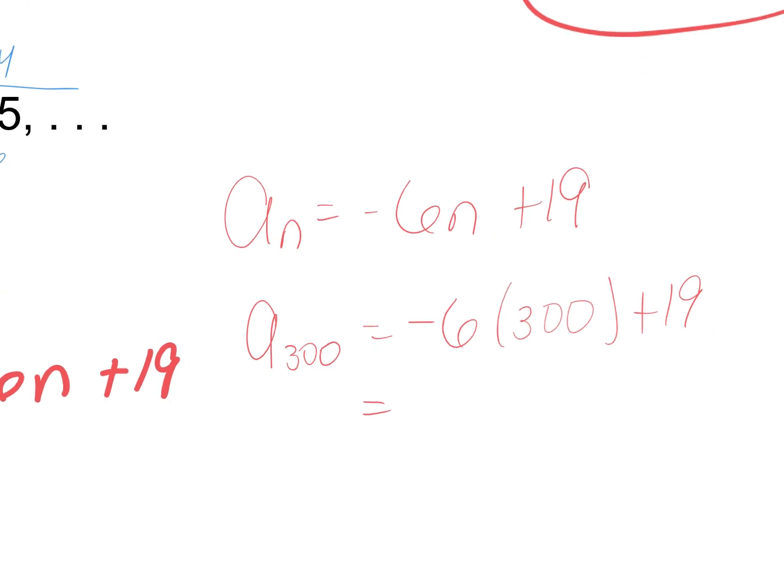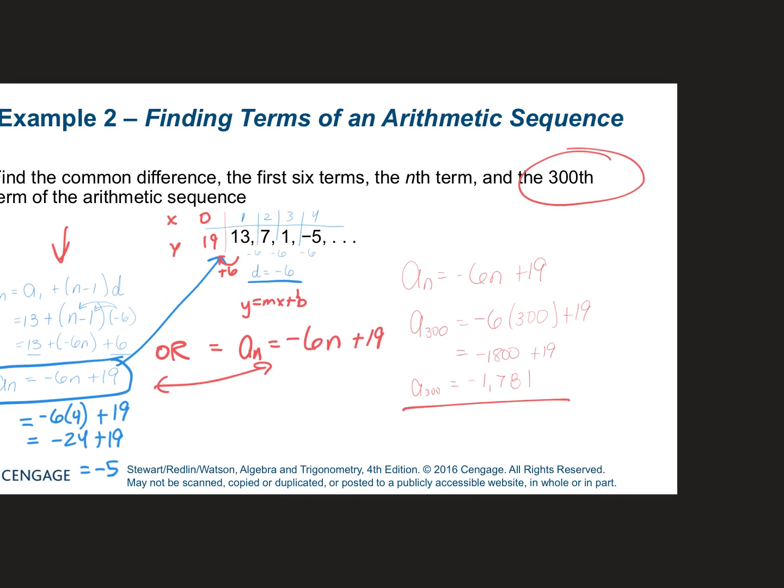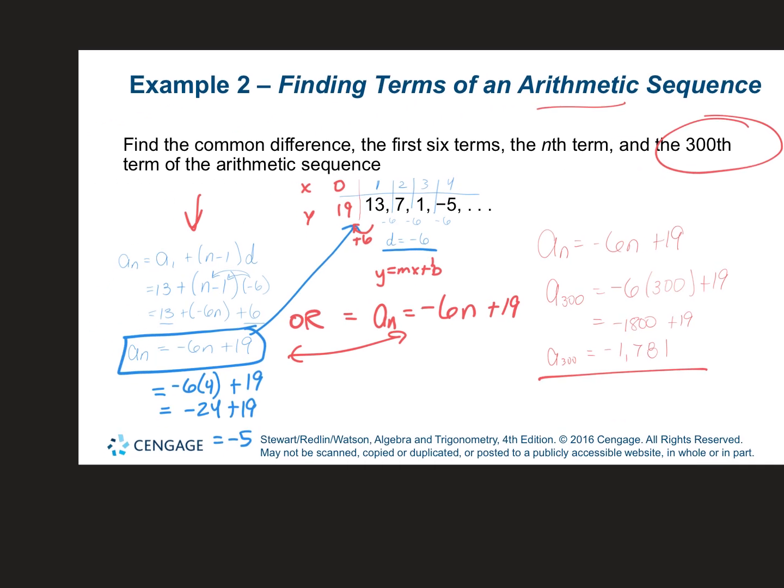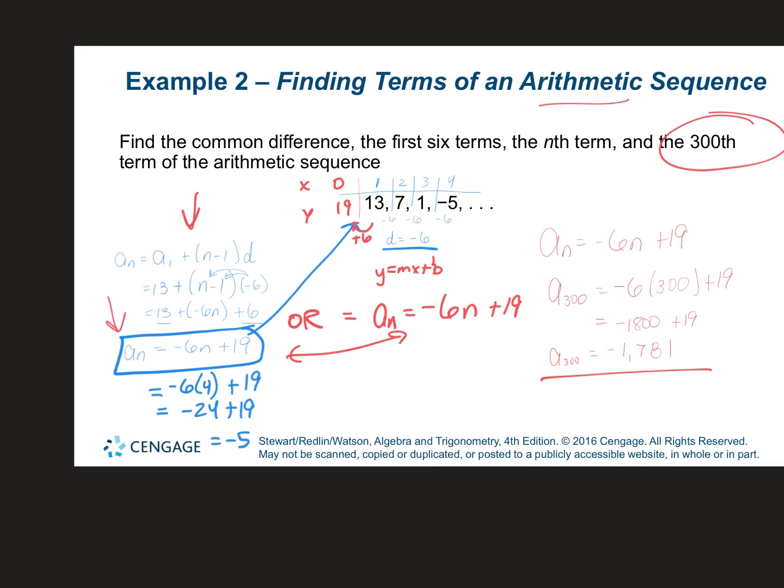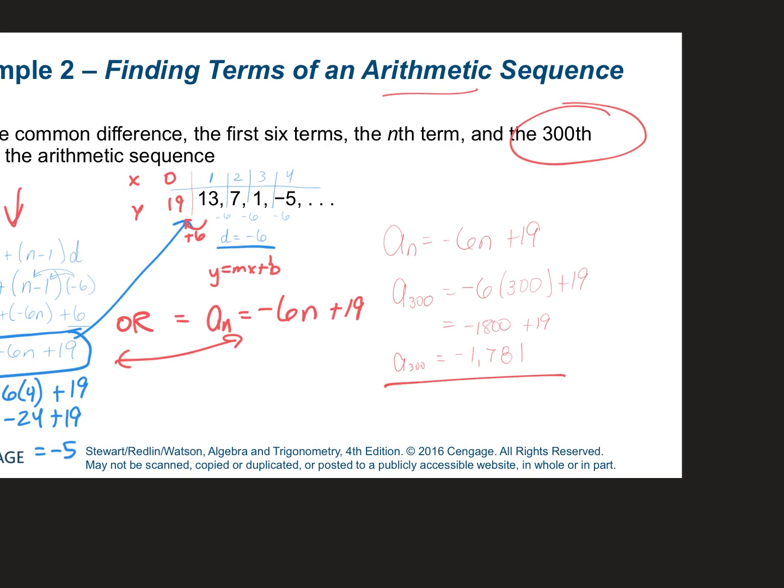So when I plug this in, I get negative 1800 plus 19, and I found that the 300th term of this sequence is negative 1781. So in this process, we did 3 different things. We found our common difference, which is the same as our slope since we're arithmetic. We wrote the rule that would help us find any term of the sequence, and then we found a specific term, the 300th term.